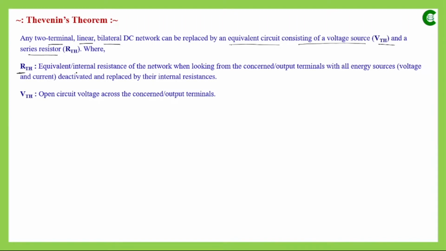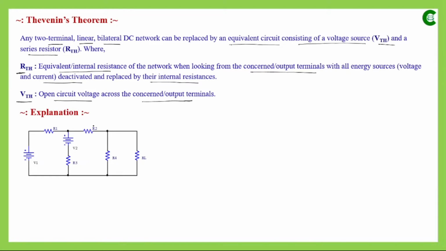This is the equivalent or internal resistance of the network when looking from the concerned or output terminals with all energy sources deactivated and replaced by their internal resistances. And VTH, which is called Thevenin's voltage, is the open circuit voltage across the concerned or output terminals. I will explain next what this theorem is all about, and what this RTH and VTH, Thevenin's equivalent resistance and Thevenin's equivalent voltage, are all about.